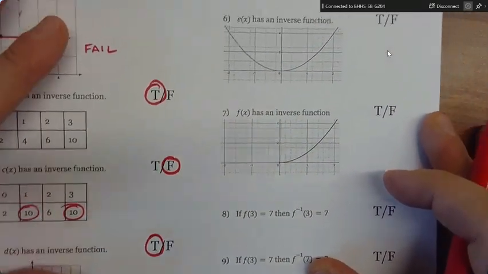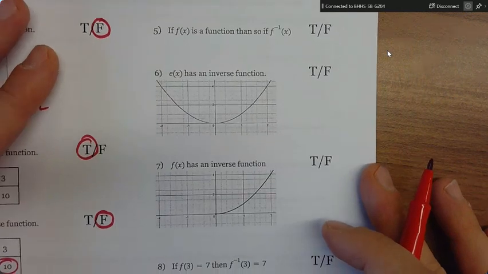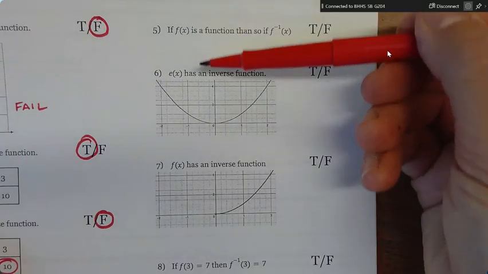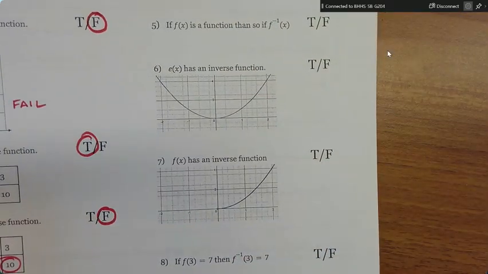All right, I am going to be quiet for about 2 minutes. I would like you to grab your partner or neighbor or someone right next to you, or just work by yourself and see if you can do those 5 true false right there. 5, 6, 7, 8, and 9.